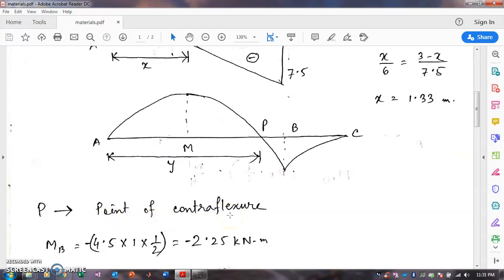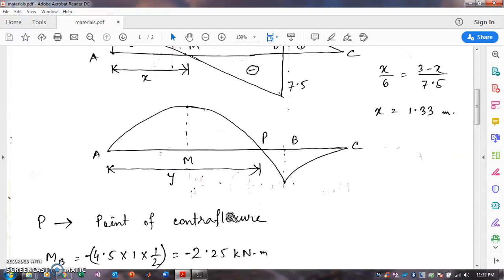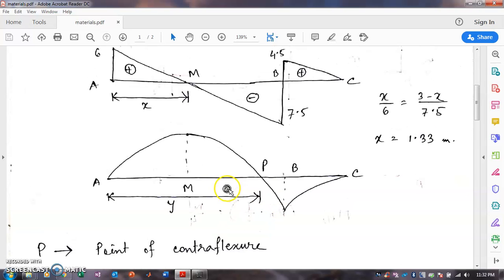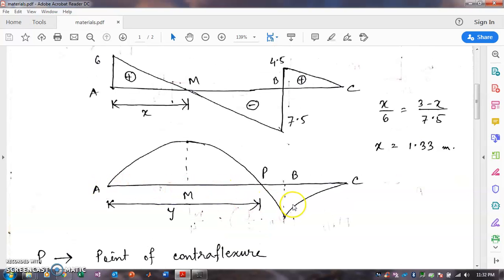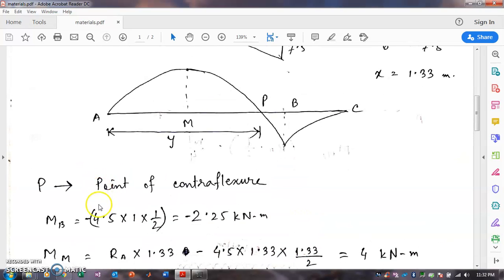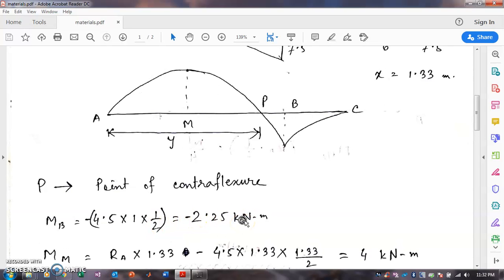Now we are interested to determine the value of bending moment at the different points. So at points C and A, the M is 0, and at B it will be how much? It is calculated as the shear force into the perpendicular distance, that is 1 meter, so the distance is half and it is negative, so it is written and calculated here.